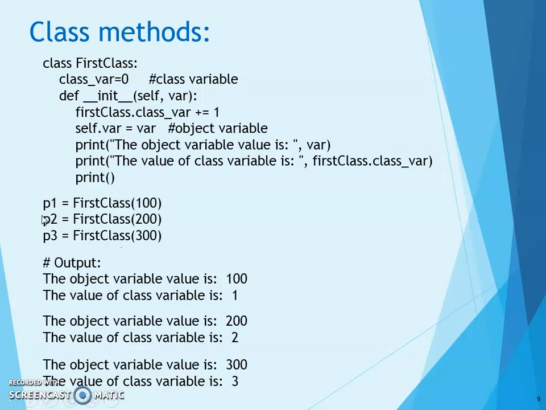Now when the object is created the second time, and we are passing 200, the value of var, as it is an object variable, will be 200. But as the class dot class variable is again incremented by 1, and as it is a class variable, previously it was 1, now it will become 2 and print the value. That is the difference between the class variable and the object variable.